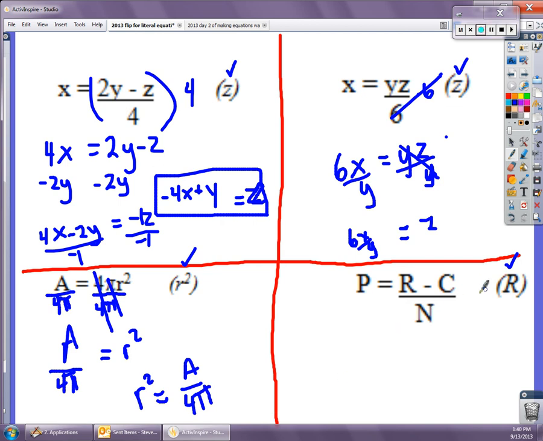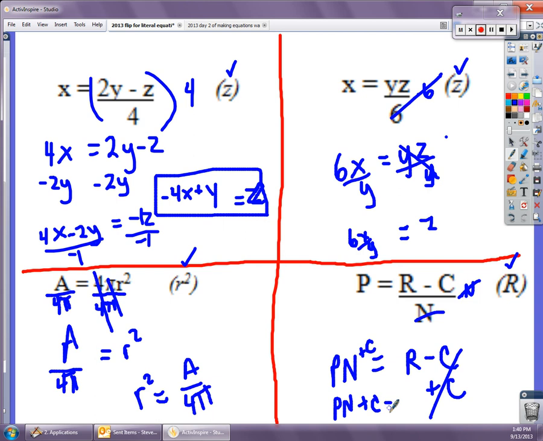Here we're going to solve for r, so I'm going to get rid of the divided by n by multiplying by n. So p times n is just pn, or np, which equals r minus c. And now, to solve for r, I have to cancel out minus c, so I'm going to add c on both sides. And if I add c on this side, I'm left with pn plus c equals r. And that's how you do it. So go ahead and you could rewatch the video, but I hope that helps in figuring out how to solve literal equations.